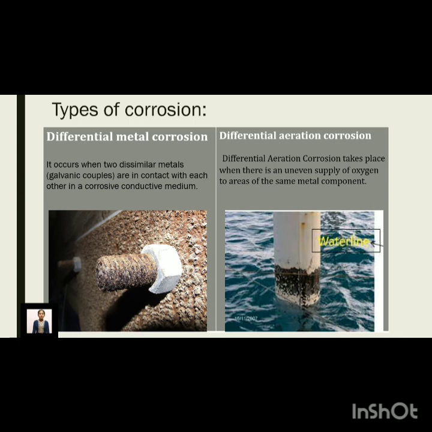Let's see the definition of differential metal corrosion. Galvanic corrosion occurs when two metals having different compositions are electrically coupled in the presence of an electrolyte. The more reactive metal will experience severe corrosion, while the noble metal will be protected from corrosion. The main causes of galvanic corrosion are, first, the difference in the electrical potentials of two metals which are in contact with each other. The second cause is if there is an electrical path between the two metals.